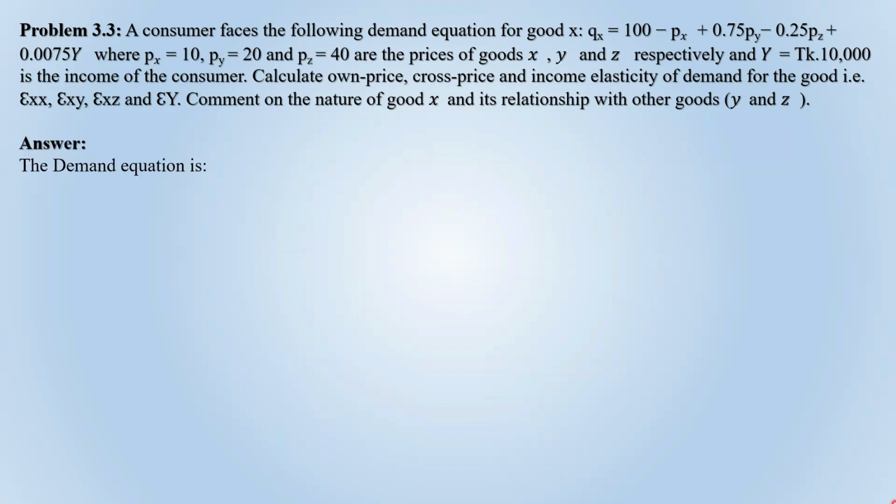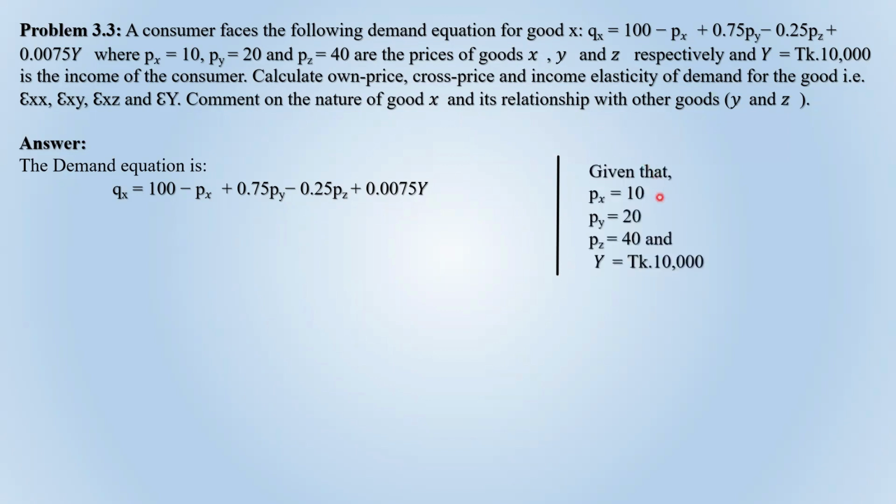Now I will try to solve this problem. First of all, our demand equation is Qx = 100 - Px + 0.75 Py - 0.25 Pz + 0.0075 Y. So here are some values which are given in the question. These are price of good X is equal to 10, price of good Y is equal to 20, price of good Z is equal to 40, and Y is equal to 10,000.